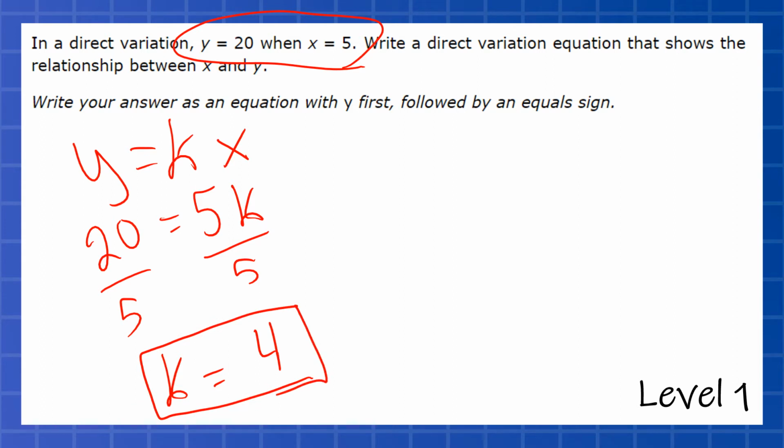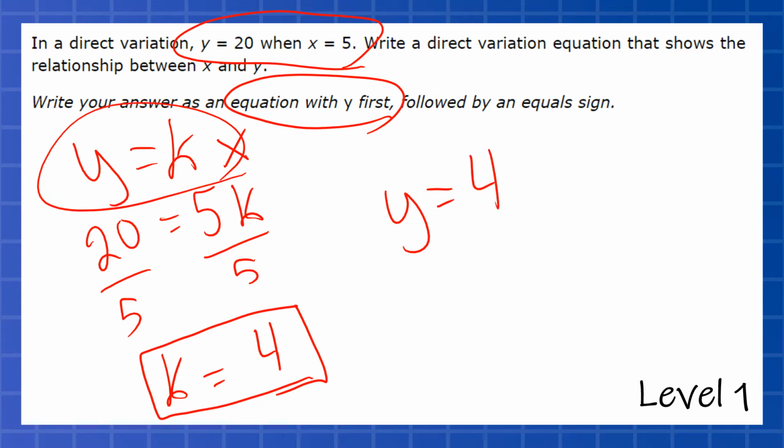Now, that is not the answer, okay? That is our constant of variation, which is great, because we need to write our equation with y first. It says write the equation, not just write k equals 4, write y first. So y equals, and the way we write this is this part right here. So y equals 4x, just like that.